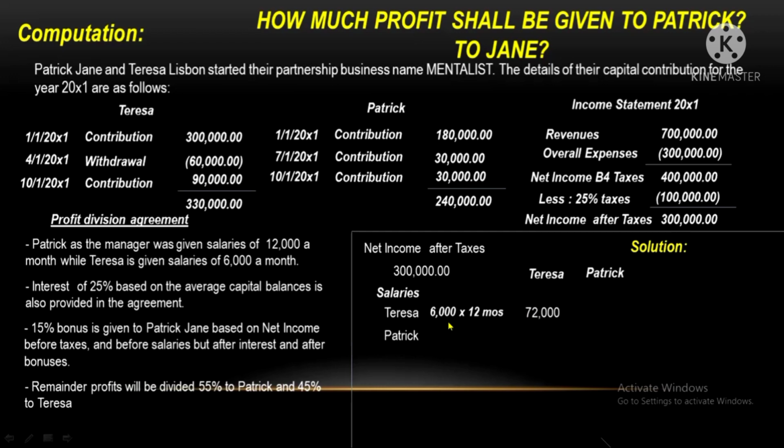And since Patrick is a manager, he has a salary of 12,000 a month times 12 months, so his annual salary is 144,000. And if you process this information more, you can total the salaries, which is 72,000 plus 144,000, and you will have 216,000. So if you're going to give this 216,000 out of the 300,000, only 84,000 will be undistributed.